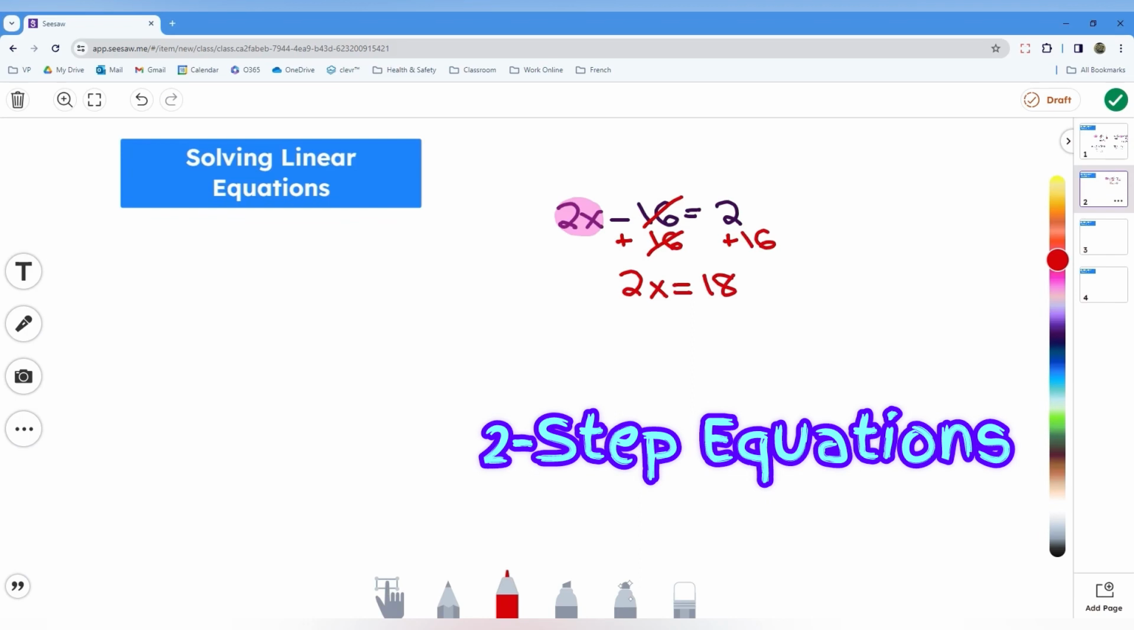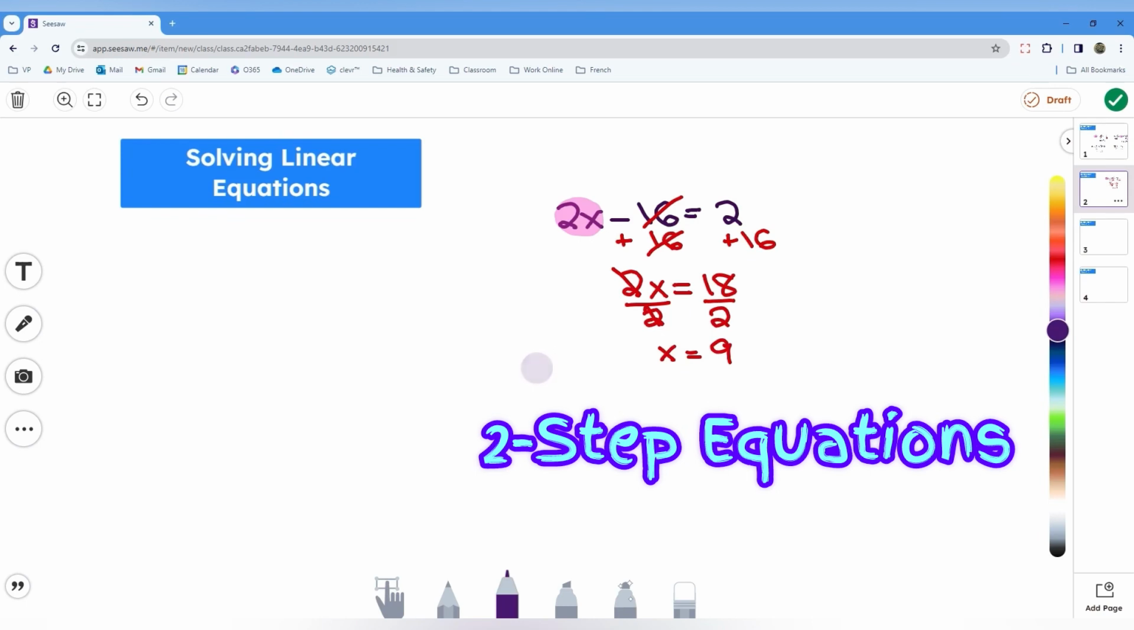Now I've done the first step, and I'm down to a one-step equation, the second part. And what is the opposite of multiplying 2x? It is to divide both sides by 2. That way that cancels, and x would equal 18 divided by 2, which is 9. So our solution would be 9.